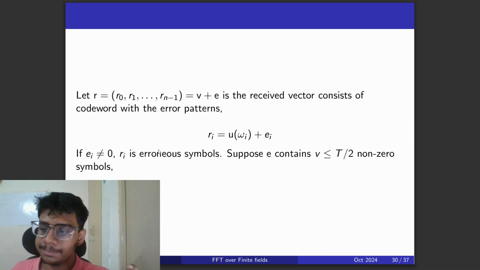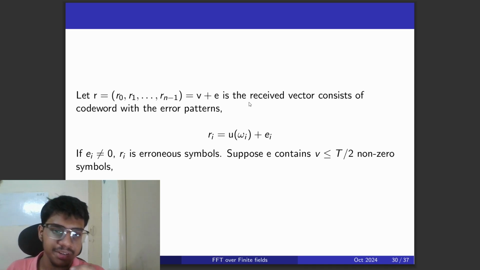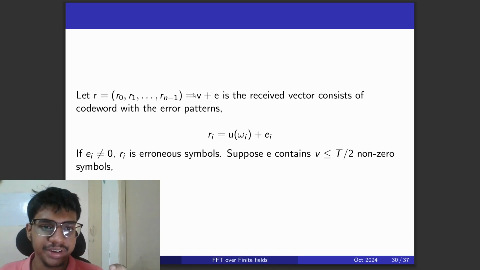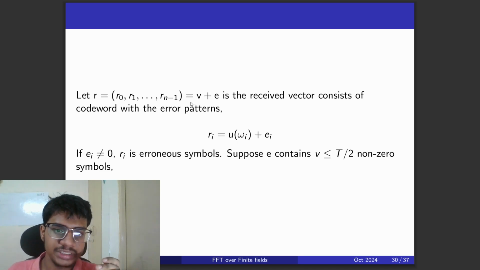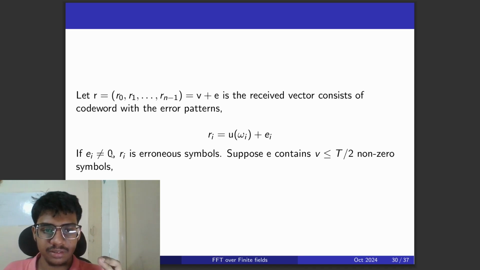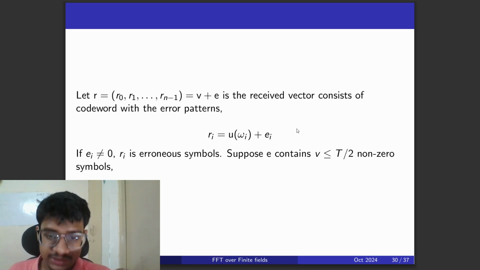First we are going to have a received vector. After the machine processes it, we have a received vector. In this vector we have our original message, which is u of omega i, and some error pattern which we will call ei. So our received vector is the addition of both. If ei is not equal to 0, then ri is an erroneous symbol, meaning this subvector has an error.